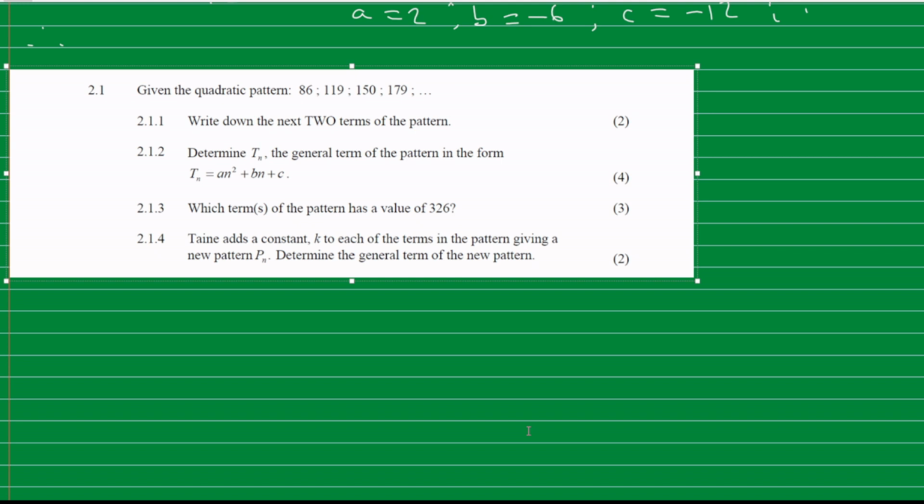The quadratic pattern we are given here is 86, 119, 150. Write down the next two terms. And that is the first question. This is what we have been practicing. Determine Tn, the general term of the pattern, in the form that one, and which term of the pattern has a given value. So try to work out those questions.